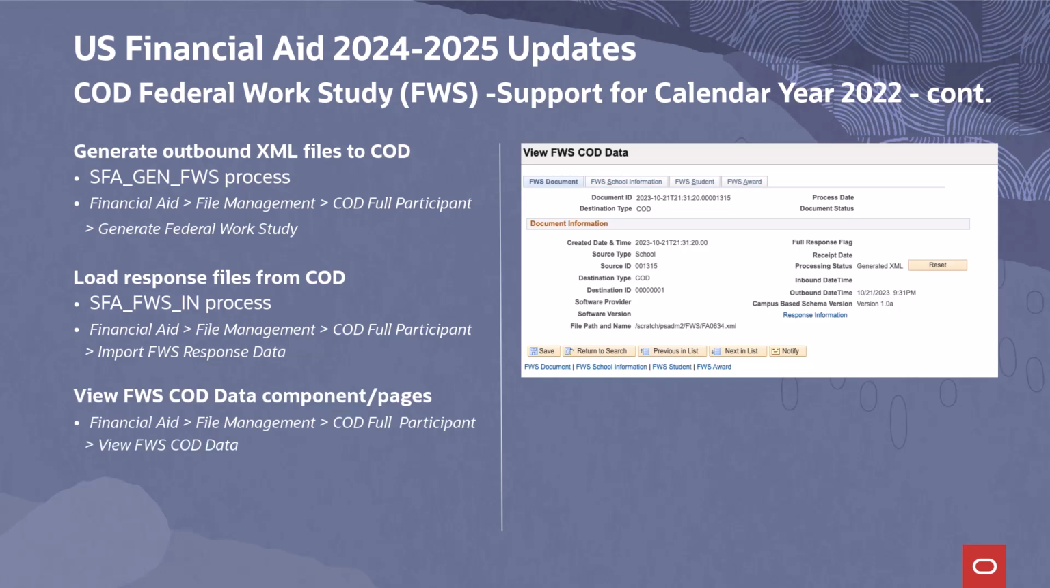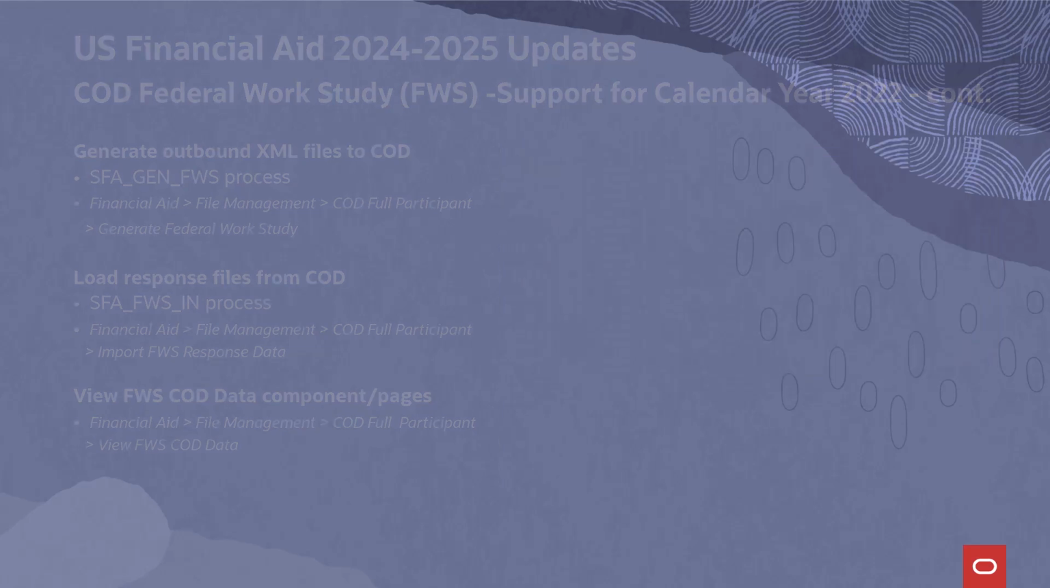The View FWS COD Data component is used to view all FWS COD data included in the associated document ID. It presents both the inbound and outbound COD data at the document, school, student, and award levels.